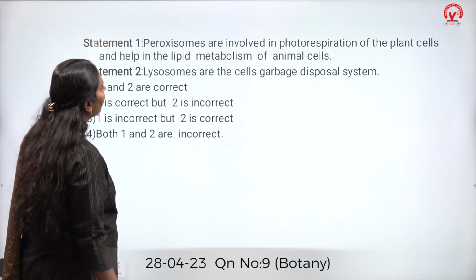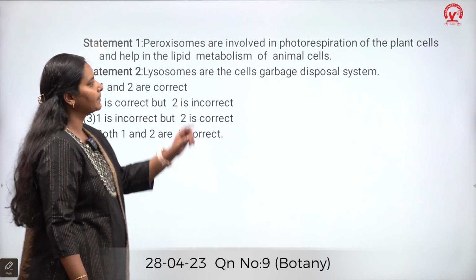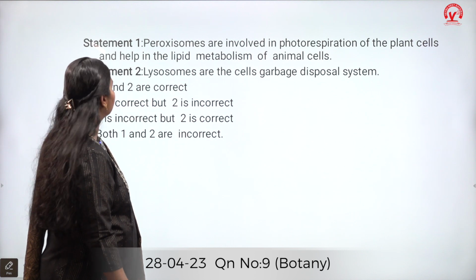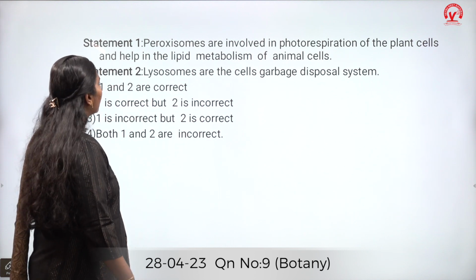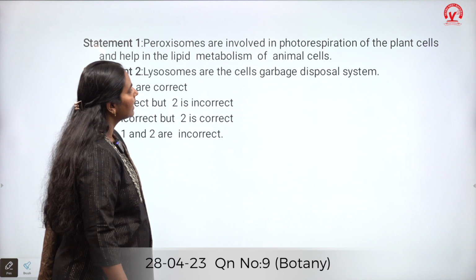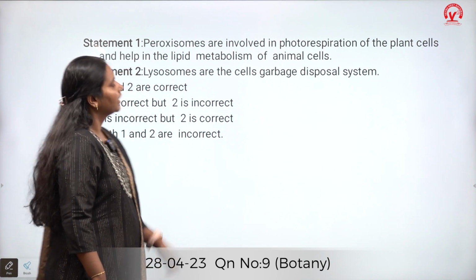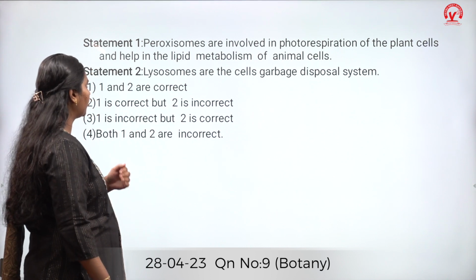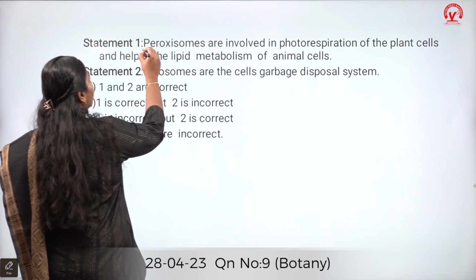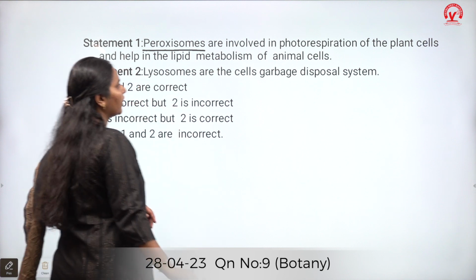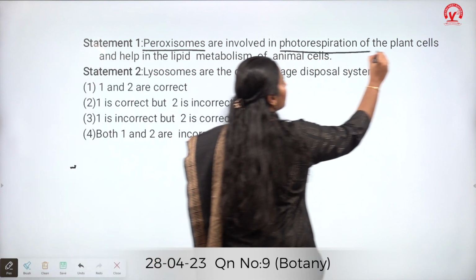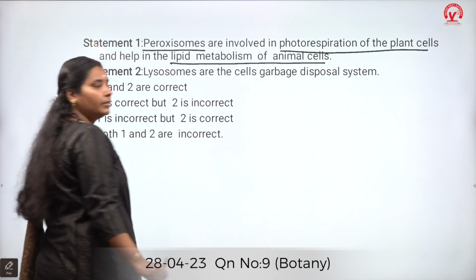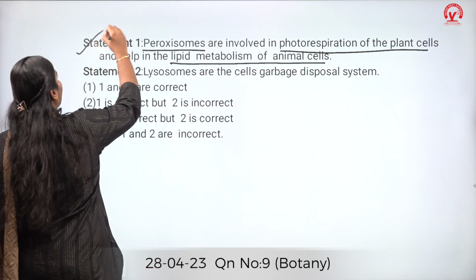Statement 1: Peroxisomes are involved in photorespiration of the plant cells and help in the lipid metabolism of animal cells. And statement 2: lysosomes are the cell's garbage disposal system. From these statements we need to find which are correct and which are incorrect. In statement 1, peroxisomes are involved in photorespiration of plant cells and lipid metabolism of animal cells. From here we know statement 1 is correct.